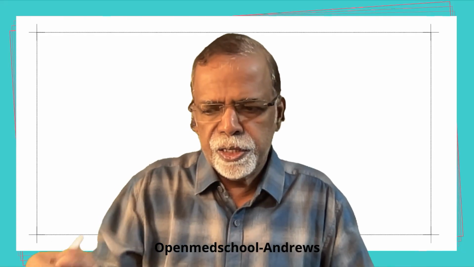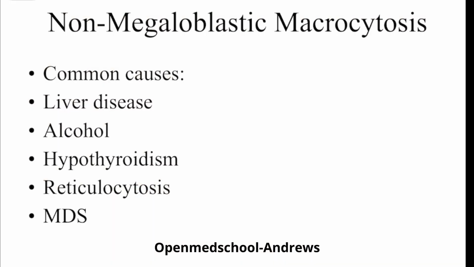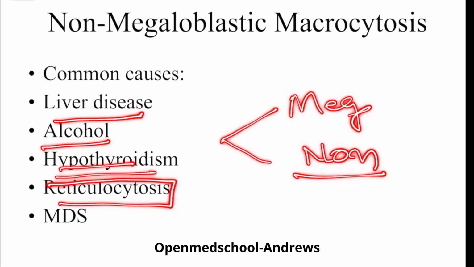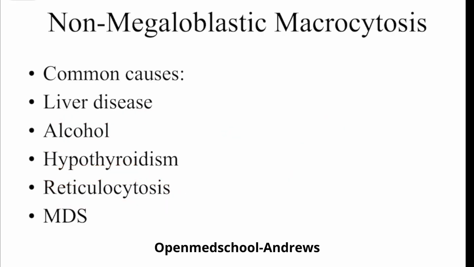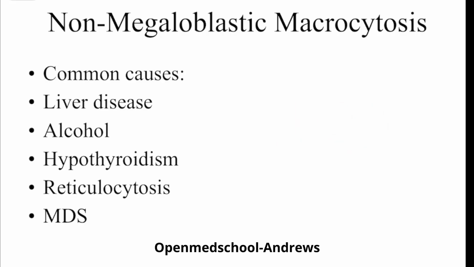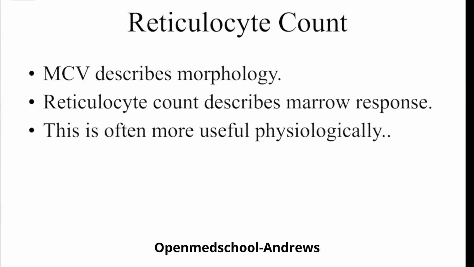Then we classify the macrocytic anemia into megaloblastic and non-megaloblastic. Now we go to the non-megaloblastic. Common causes are liver disease, alcohol, and hypothyroidism. In hemolysis, we can get a little macrocytic anemia because reticulocytes are larger than normal RBCs. Myelodysplastic syndrome is one important point to remember, as it can be confused with megaloblastic anemia. In myelodysplastic syndrome, you get dysplastic cells in the bone marrow, or bone marrow dysplasia.